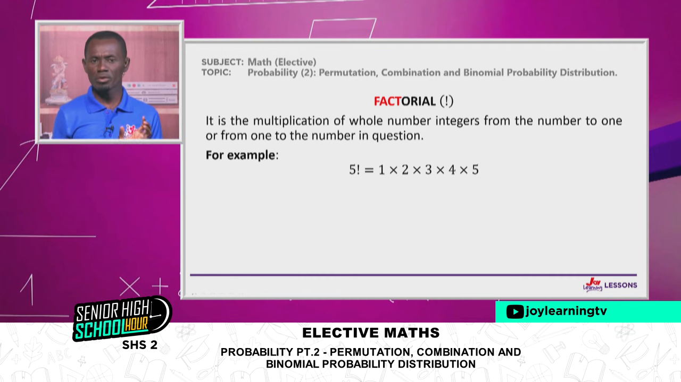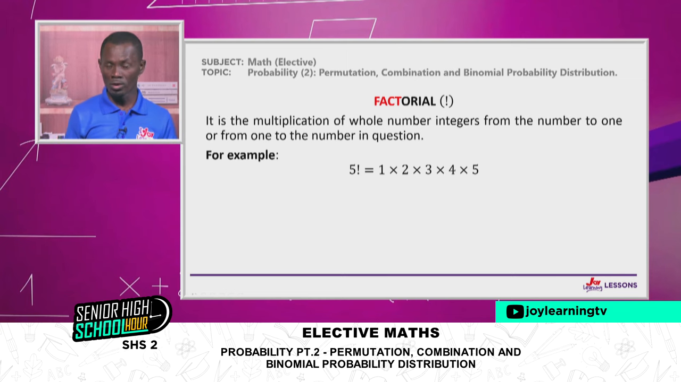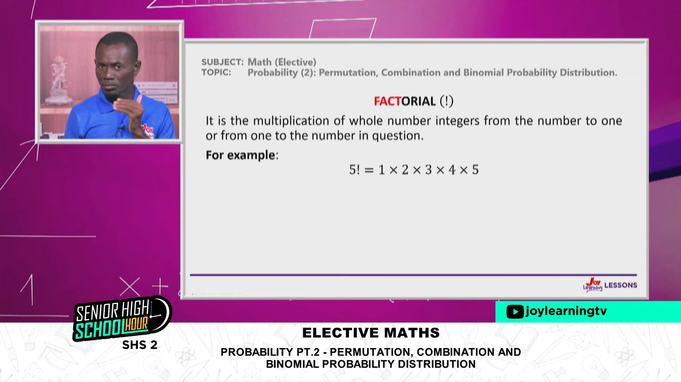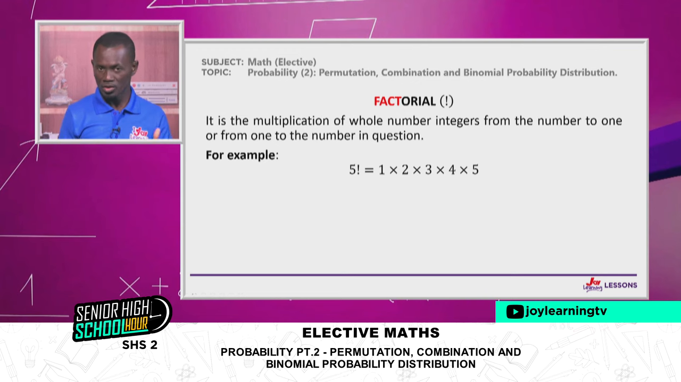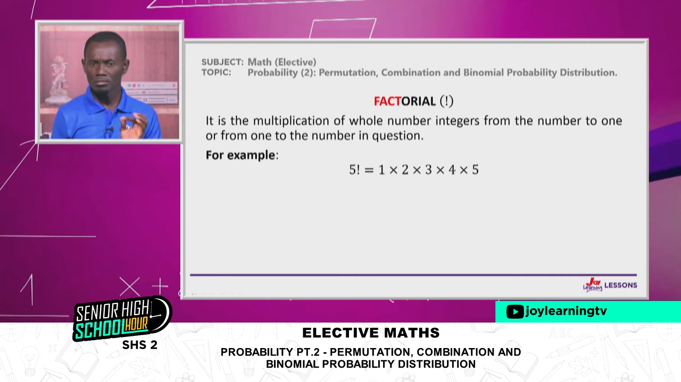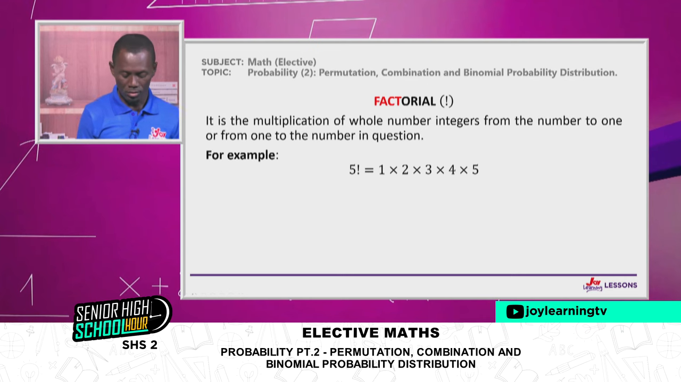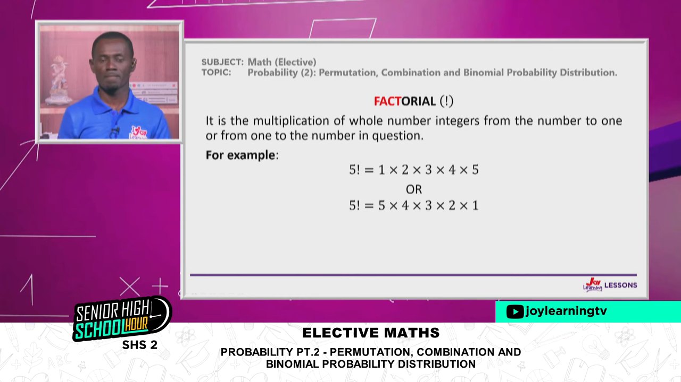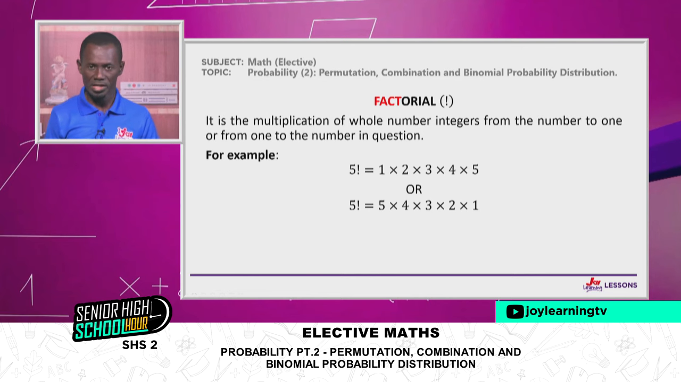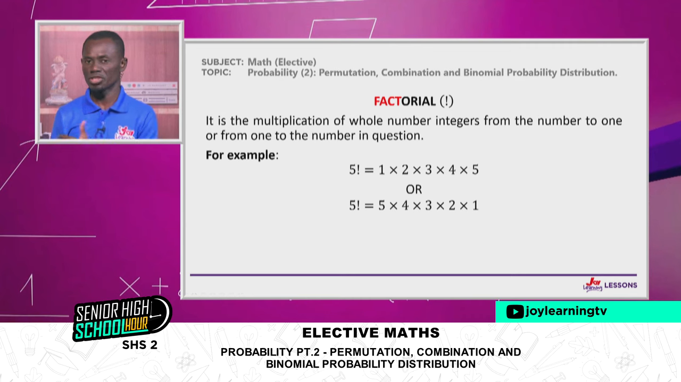So it's either we're multiplying from one to the number in question, or from the number in question backwards, which is the way we prefer to do it, until we get to one. So 5 factorial could be written as 1 by 2 by 3 by 4 by 5. Or we would write 5 factorial as 5 by 4 by 3 by 2 by 1. This is our preferred way of writing it, because usually you know the number, so you just multiply, reducing until you get to 1.